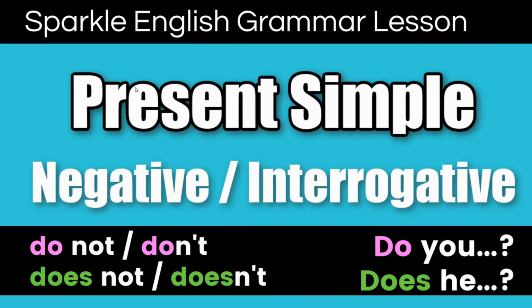In my last lesson, I taught you about how to use the present simple tense in the affirmative form. In today's lesson, I'm going to talk to you about how to use the present simple in the negative and interrogative form. So I'm going to teach you how to make negative statements or sentences and how to form questions in the present simple. This is a very important lesson for you to learn if you want to speak and write correctly in English. So let's get started.